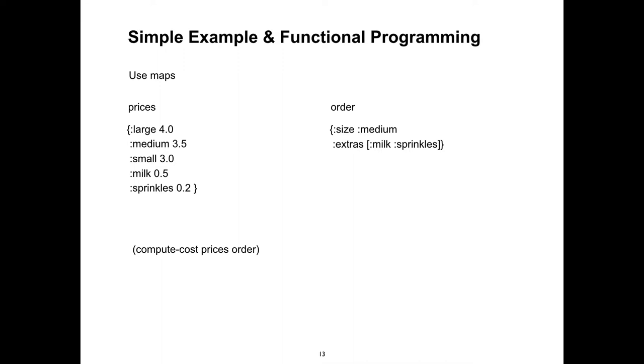Of course, what you'd really do is create maps, right? We'd have one map for the prices, one map for the order, and then a function to compute it. You have to keep in mind that these very simple examples are there just to give you the basic idea, right? In most cases, you would never use the pattern in that example, because it's too simplistic.